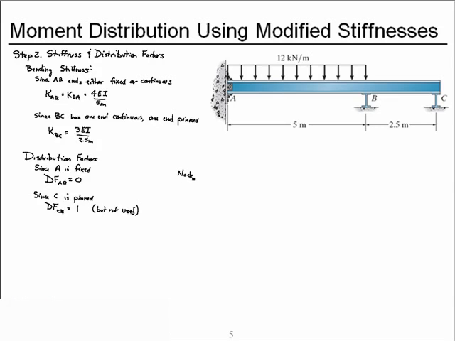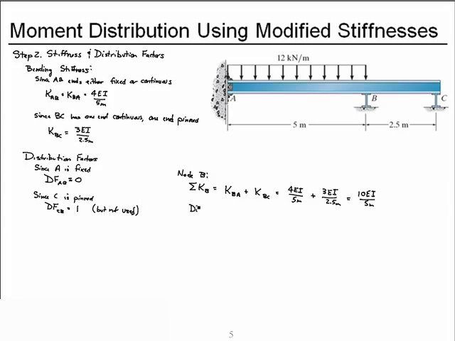How about node B? Well, to find the distribution factor, first we need to sum all of the stiffnesses of the members meeting at node B, which means we need KBA and KBC. So we need 4 EI over 5 meters plus 3 EI over 2.5 meters. Find a common denominator of 5 meters, and this expression adds up to 10 EI over 5 meters.